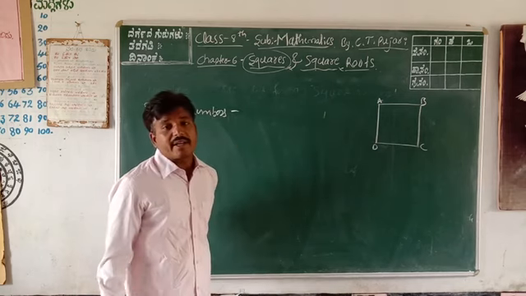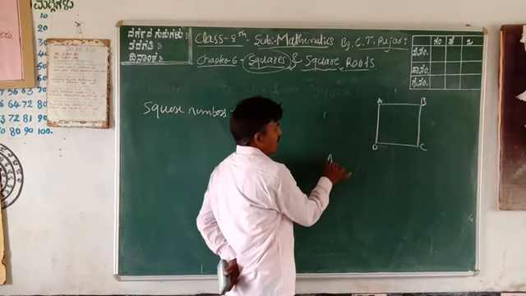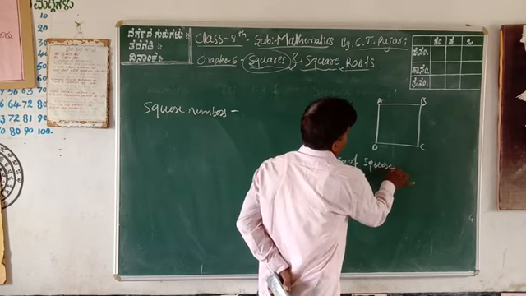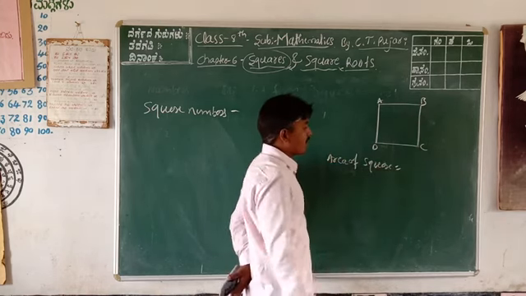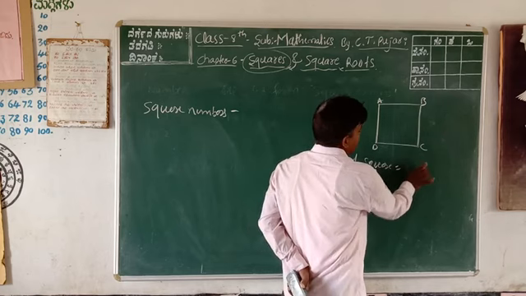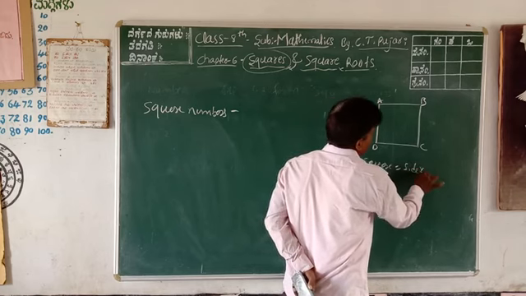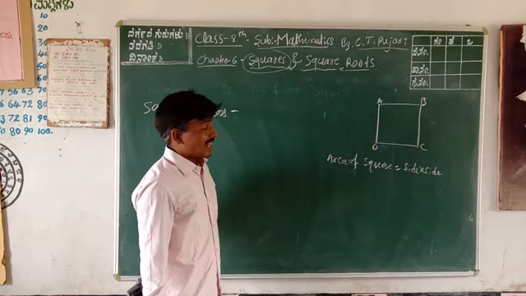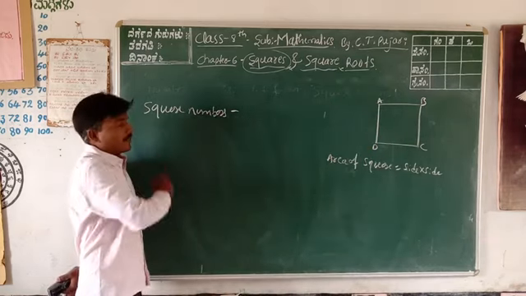Do you know the area of a square formula? The area of a square is equal to what? The area of a square formula is side into side. Got it? Therefore, you can write the square numbers.